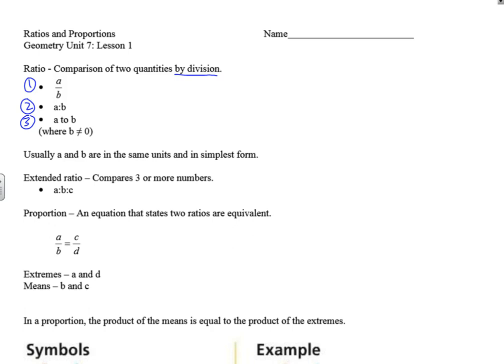The number being divided can't be 0. A couple of key points: A and B are usually going to be in the same units and in simplest form. Sometimes we can have an extended ratio of 3 or more numbers, so A to B to C. An example of this might be the angles in a triangle, and we'll do some more there.